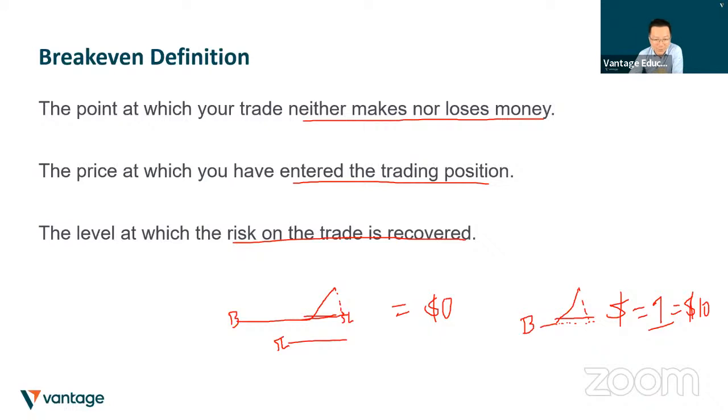So break even is a point where your trade neither makes nor loses money. It's a very good way to trade. At least you're not losing money on that trade. I always feel that any trade you don't lose money on is a good trade. Obviously, a trade that makes money will be a better one. Break-even is also the price at which you entered, moving your stop loss to that price, and the risk on the trade is recovered.